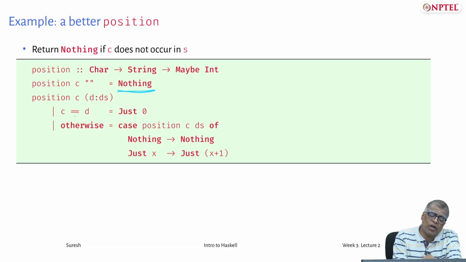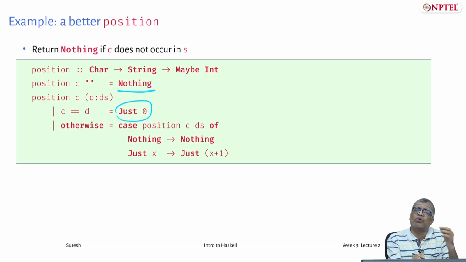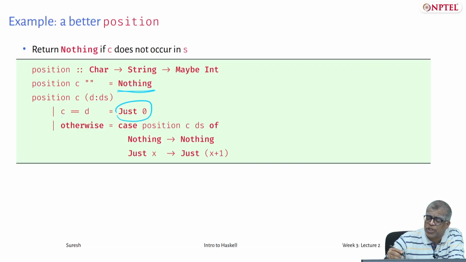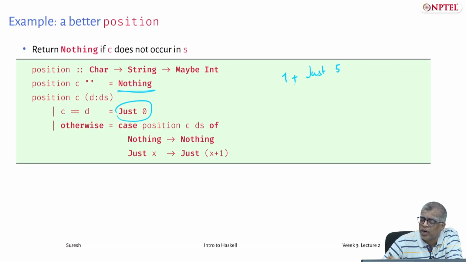Position of C in D colon D: if C is equal to D, then I return just 0. Otherwise, I will have to make a recursive call to position C and add 1 to it, but position C is not returning a simple integer, it is returning a Maybe Int. So I will get something called just 5 and I want to add 1 to it. I can't just add it. Here is where the case construct is used.